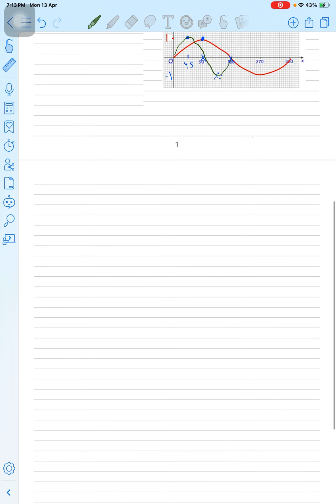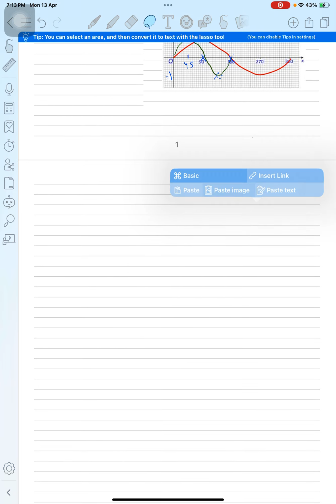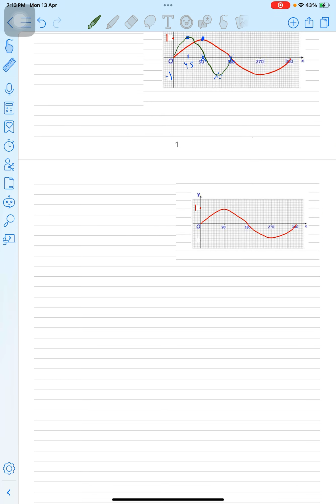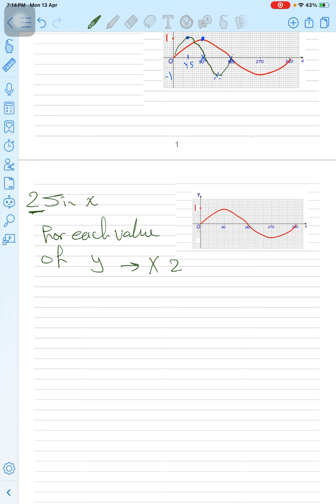Now, in case I'm talking about multiplying the whole function. If I said 2 sine x, so 2 is outside, so it means for each value of y, I have to multiply by 2. So the first point is 90 and 1, it will become 90 and 2. So if I go further by the numbers here, this will be 2, so it will be 90 and 2.